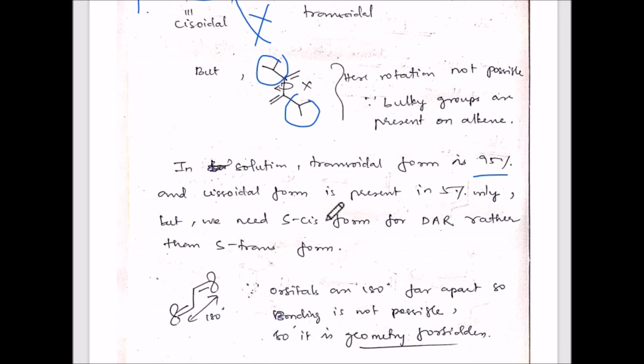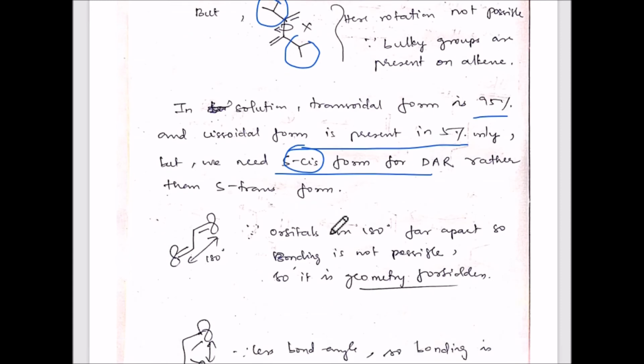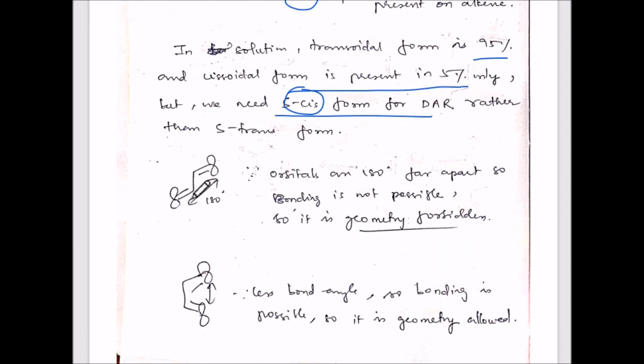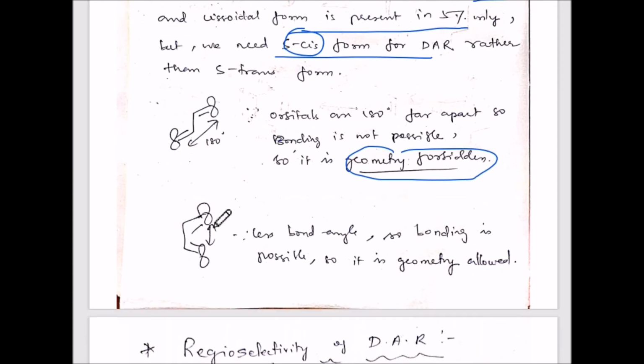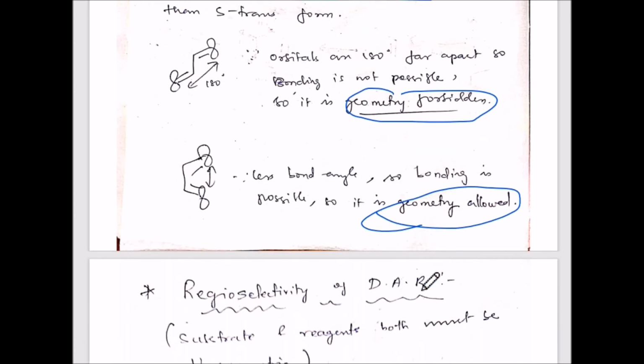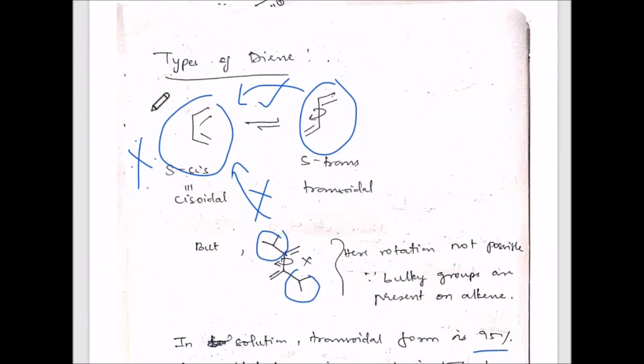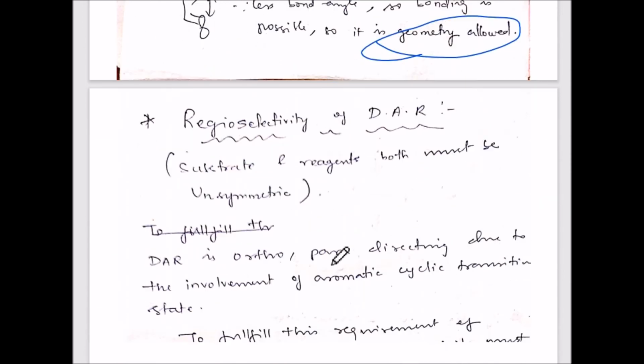And see, in solution the transoidal form will be 95% and the cissoidal form will be only 5%. But we know that for the Diels Alder reaction you need only the s-cis form rather than the s-trans form. So you have to choose the reactants very properly, correctly. Why? You see here in the trans position, the vacant p orbitals have a bond angle of 180 degrees and the bonding will not be so easy. It will be very difficult, so it is geometry forbidden. Whereas in the case of this cis diene, you see the orbitals are close, the bond angle is less, so the bonding is more probable over here and it is geometry allowed. So these are the points which you have to remember for the configuration part of the cycloaddition.